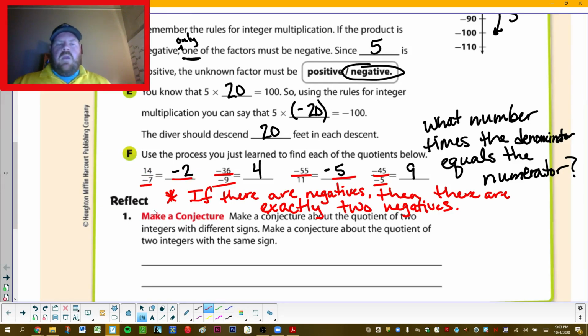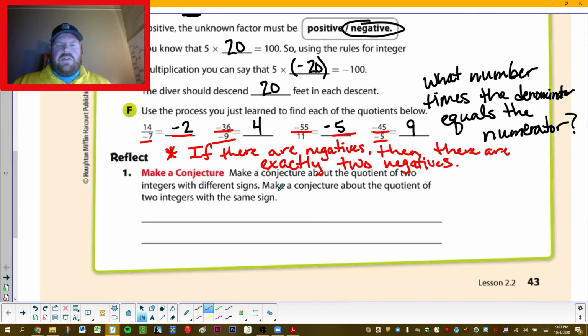Okay, so let's try to read through what I wrote and answer this question. Make a conjecture about the quotient of 2 integers with different signs. Make a conjecture about the quotient of two integers with the same signs. So we're talking about the sign of our answer. What we wrote here kind of comes up here.